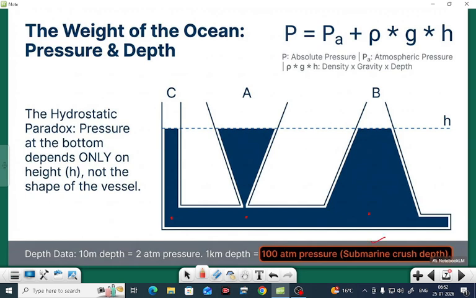So the weight of the ocean, or pressure and depth. The hydrostatic paradox: pressure at the bottom depends only on height, not on the shape of the vessel.